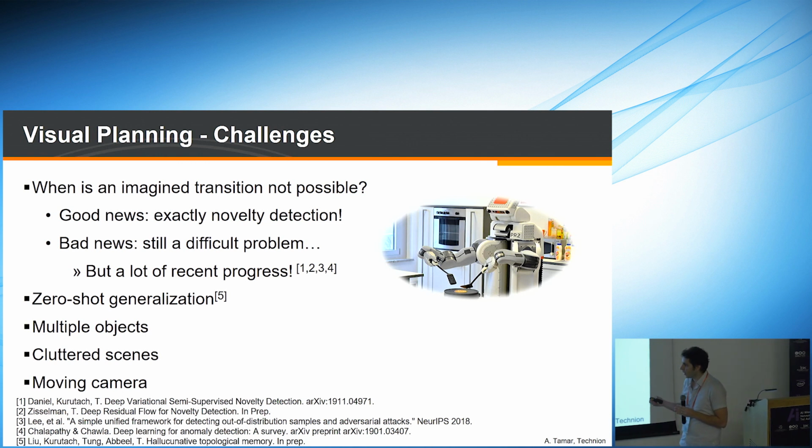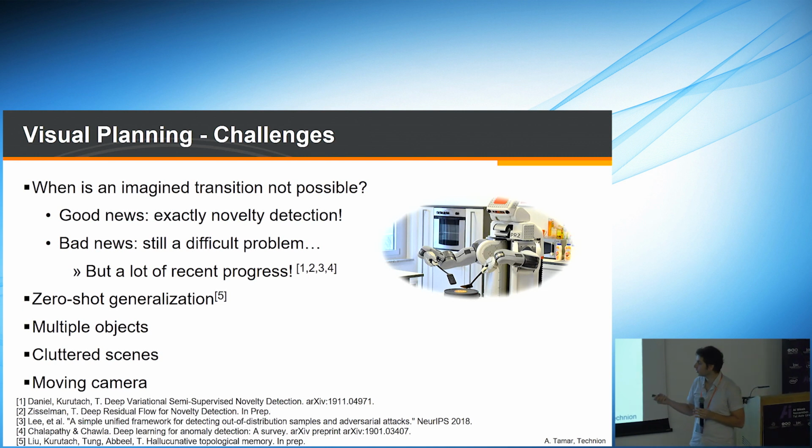Another open problem is how to handle cluttered scenes. So here everything was from an overhead camera on a green background. Cluttered scenes is very challenging. And also once the camera starts moving, it's unclear how to extend these methods to that.